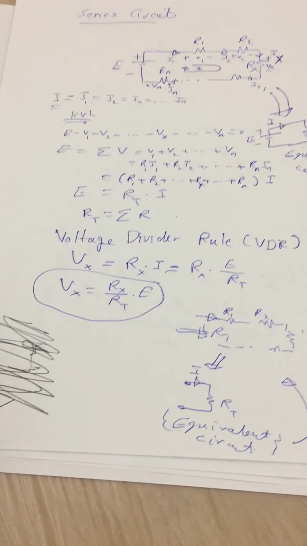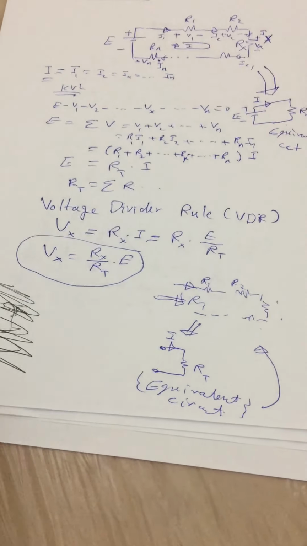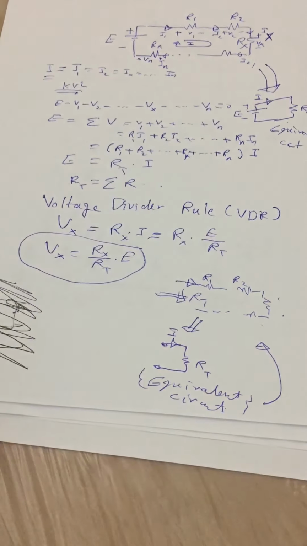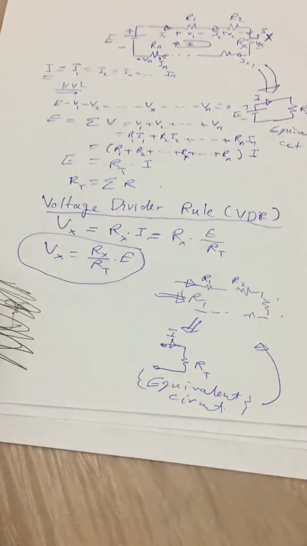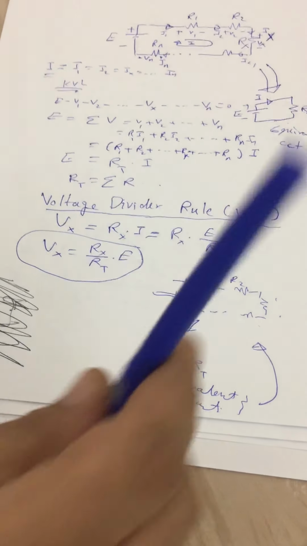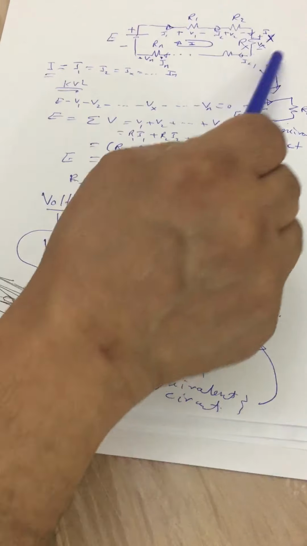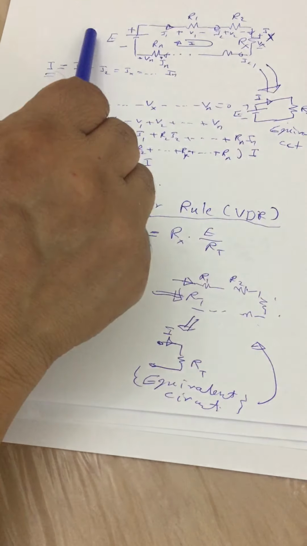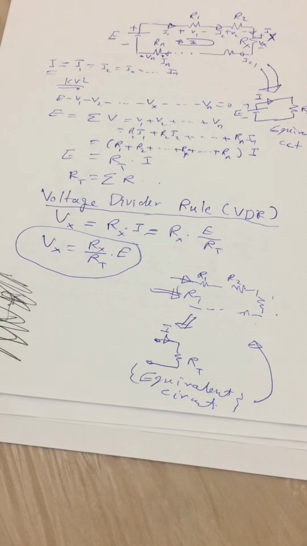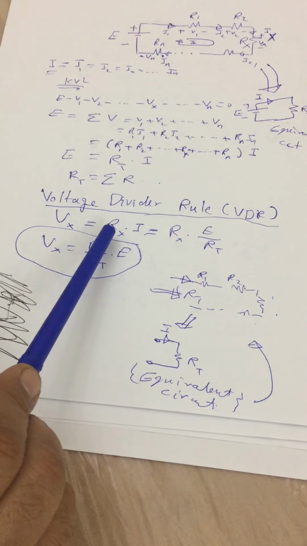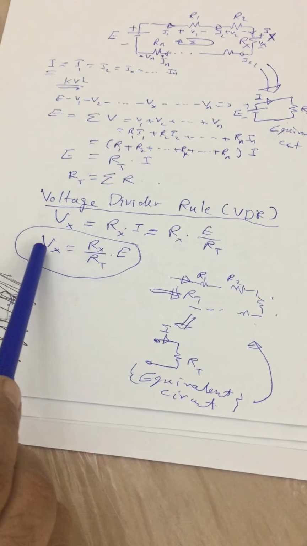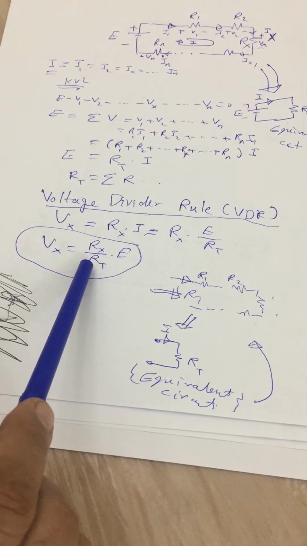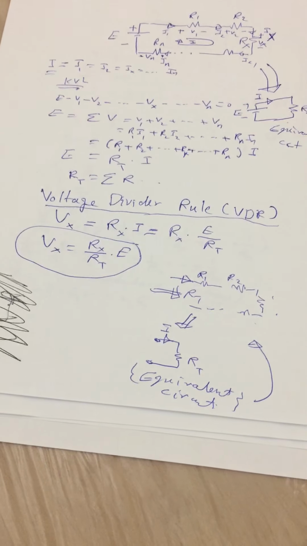Then from this we obtain a useful rule. We name it the voltage divider rule, which is basically how we determine a voltage across resistor Rx, knowing E and the total resistance. So basically Vx equals Rx times I, but I is equal to E divided by R total. So Vx is equal to Rx divided by R total times E. Okay?